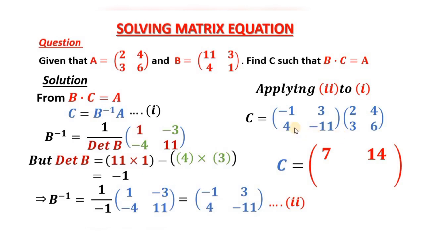For the second row, we'll have 4 by 2, which is 8, negative 11 by 3, that is negative 33. When we add, we get negative 25. And finally, 4 by 4 is 16, negative 11 by 6 is negative 66. When we add, we get negative 50. And this finally is matrix C, as was desired.